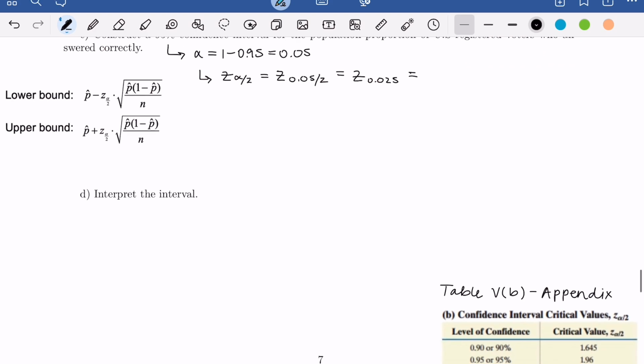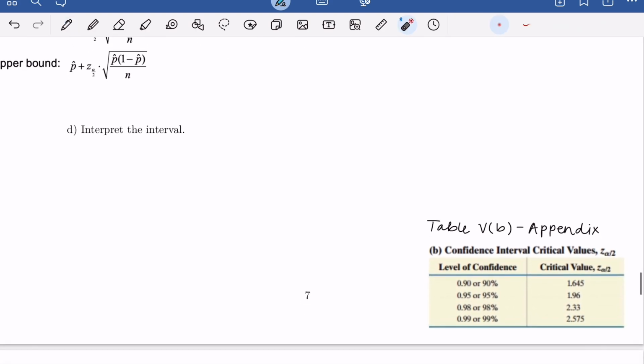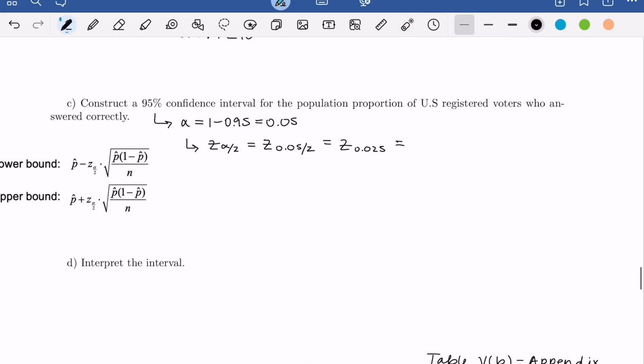Now, I pasted table 5b here from the appendix. This is just a table of some common critical values for z sub alpha over 2. So looking at 95% confidence, that's going to give us a critical value of 1.96. So z sub alpha over 2 is 1.96. So we can just plug in this known information into our lower and upper bounds.